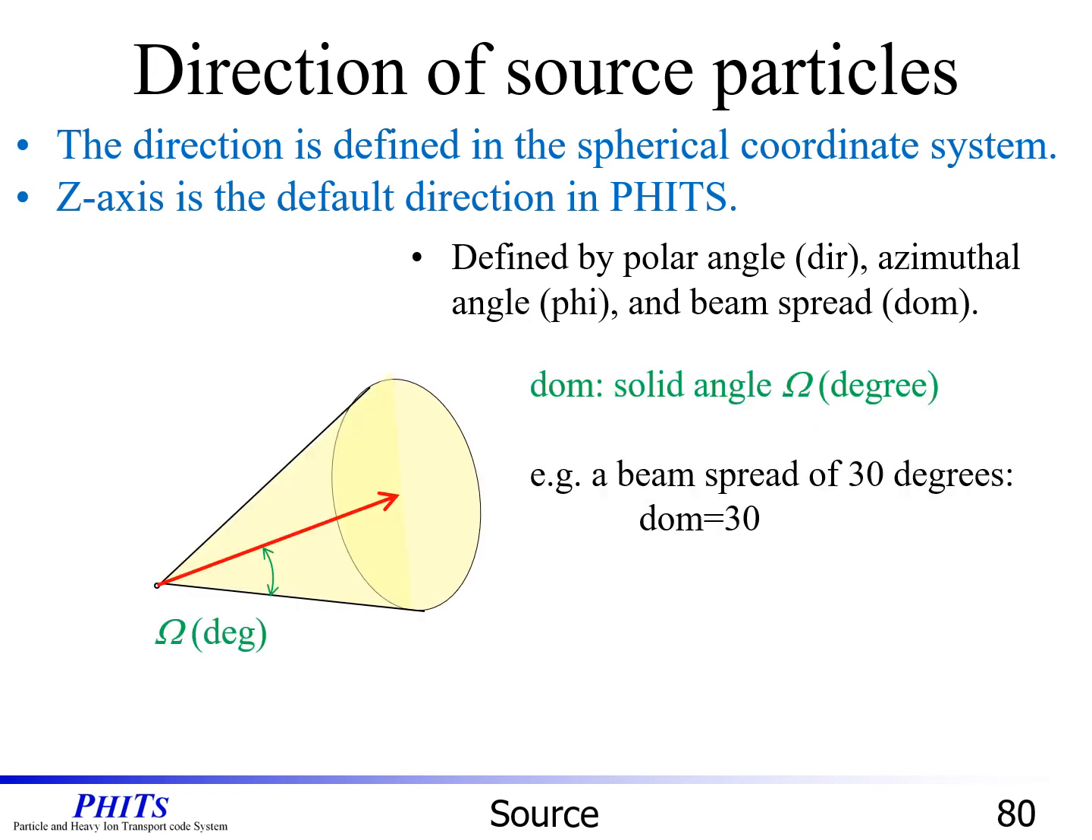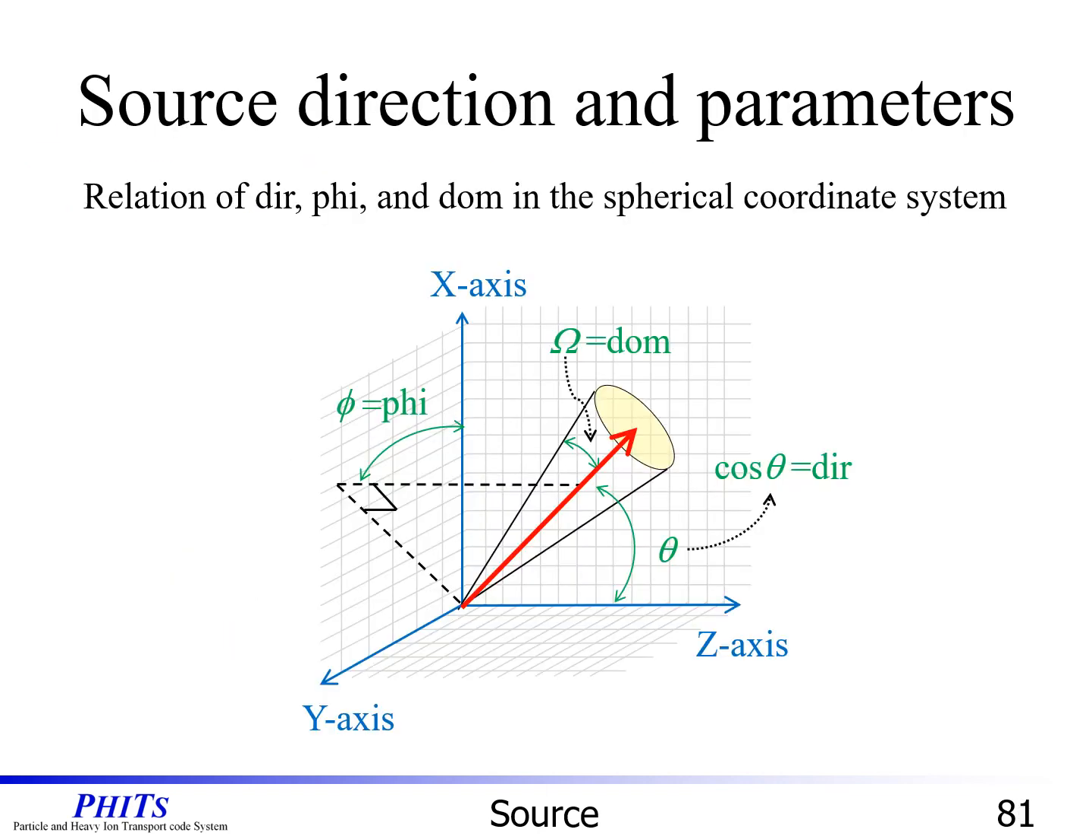The last one is the DOM parameter. DOM means solid angle. The unit is degree. When we define a beam spread of 30 degrees, we should set DOM equals 30. Here is shown the relation of parameters dir, phi, and DOM in the spherical coordinate system.